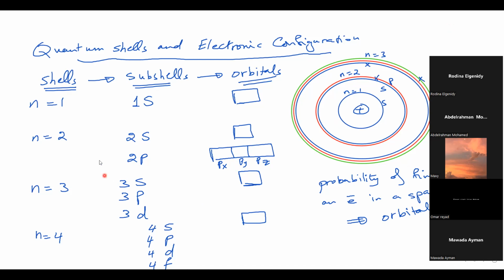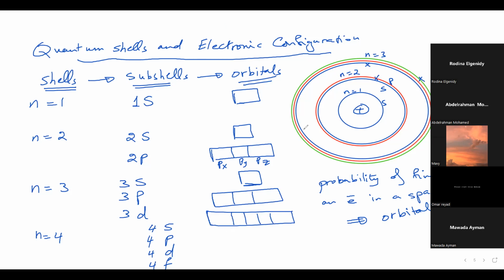Okay, so if we have the P subshell, it is divided into 3 orbitals, which we call Px, Py, and Pz. For n equals 3, we have the S orbital. We have the P subshell, which is divided into 3 p orbitals. And we have the D subshell, which is divided into 5 d orbitals, 1, 2, 3, 4, 5. So for the S subshell, we have only 1 orbital.